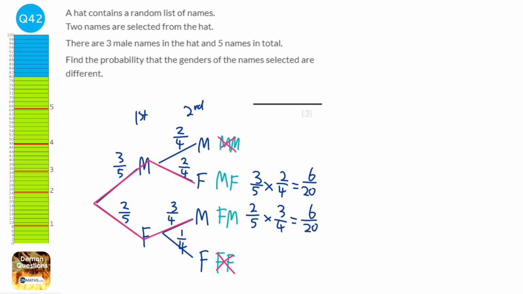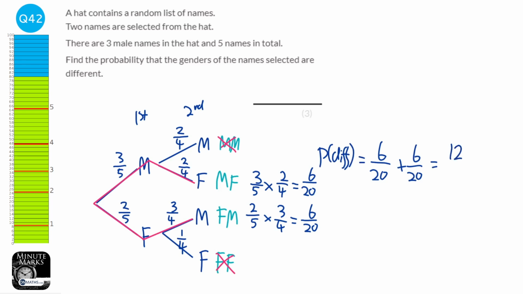Now we're looking to see whether it was male and female or female and male. And the word or in probability means add. So it'd be 6/20 plus 6/20. And this is the probability of different.